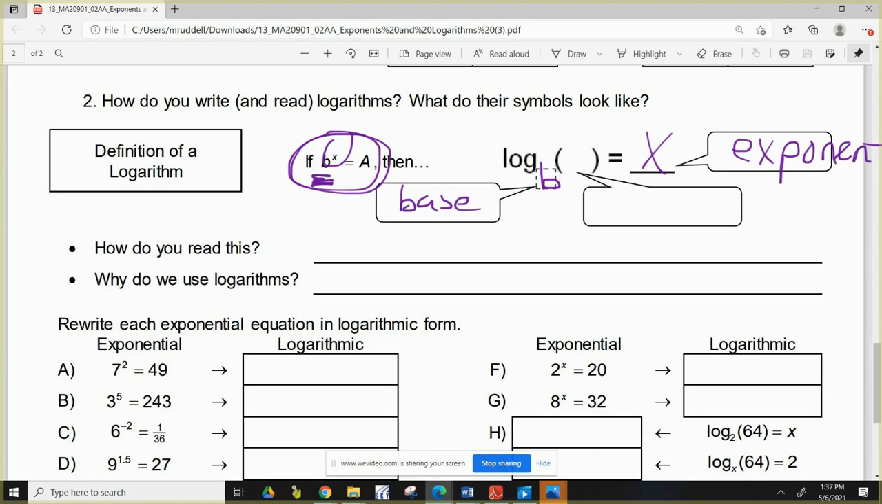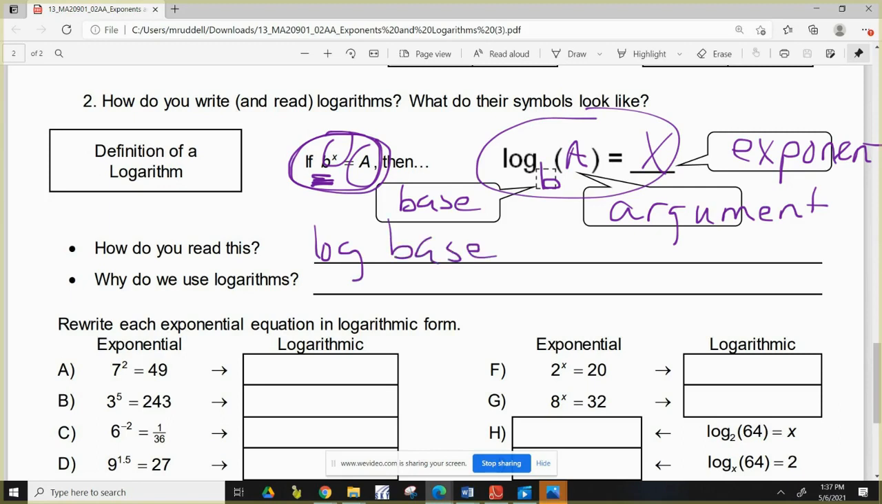Then this a goes right here. It's called an argument. It really is just a number. How do you read this? You read that log base b of a equals x. Why do we use logarithms? To isolate the exponent.